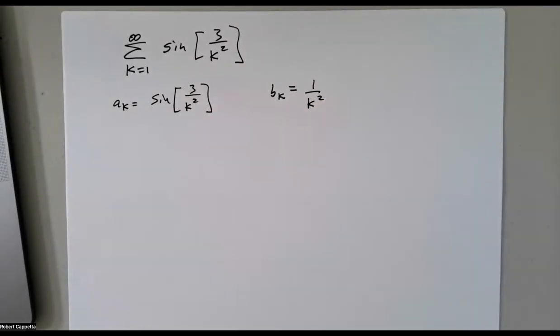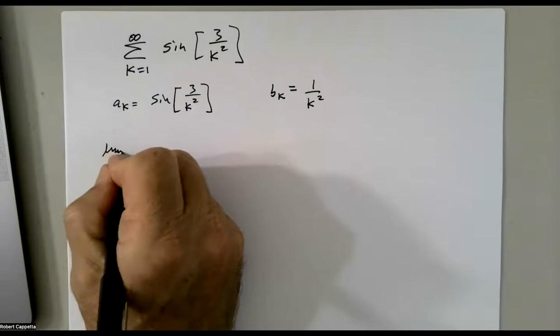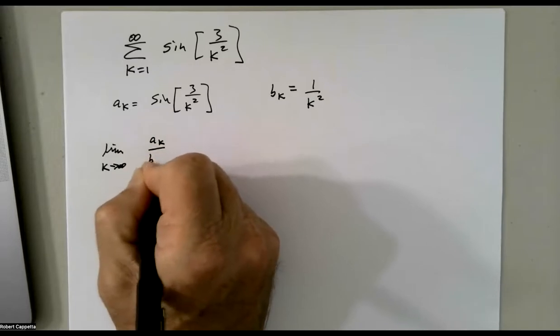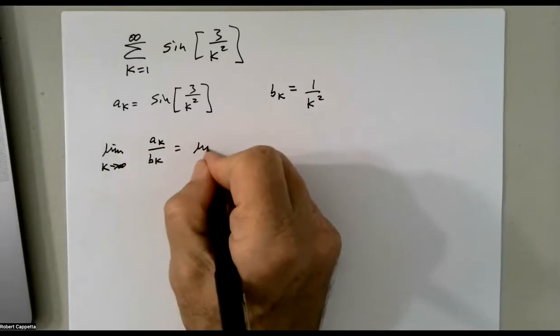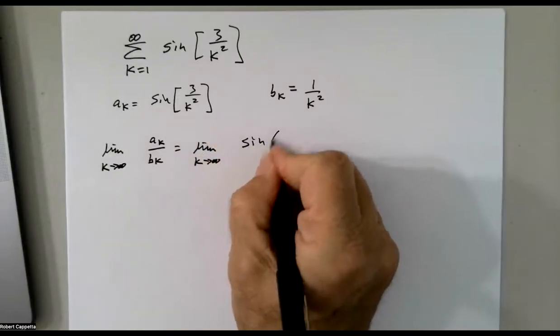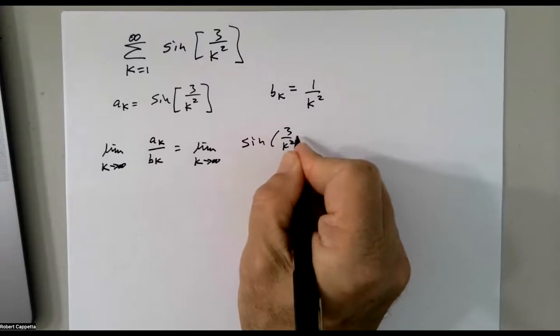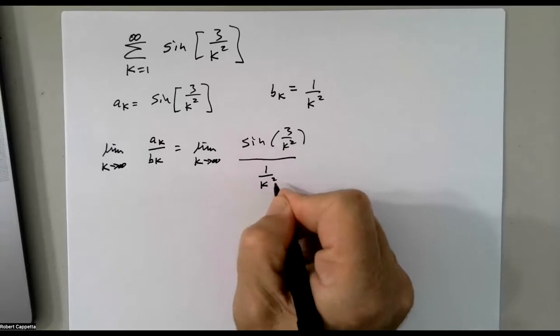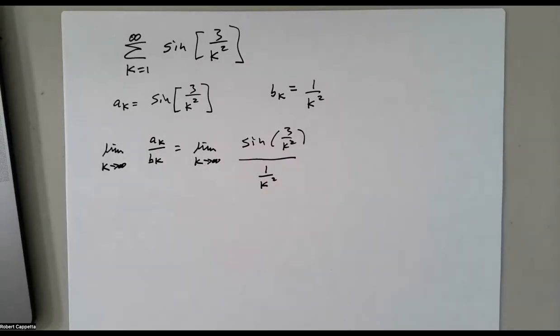And then we're going to look at the limit as k goes to infinity of a sub k over b sub k, which is the limit as k goes to infinity of sine of 3 over k squared divided by 1 over k squared. Let me ask you to go ahead and do that limit and choose from amongst the answers given. And I will show you how to do it.